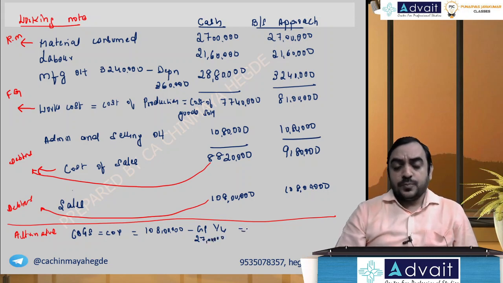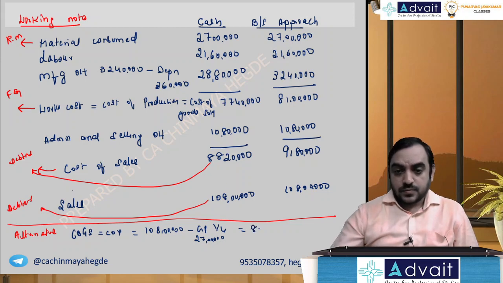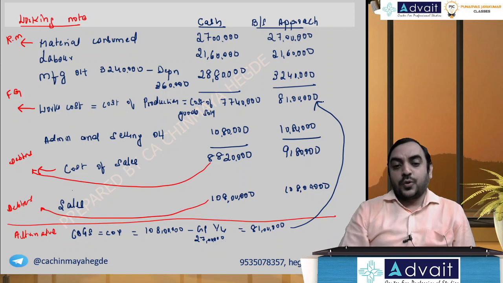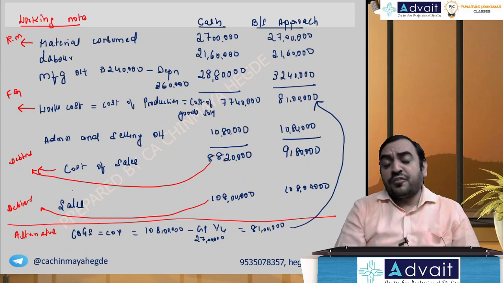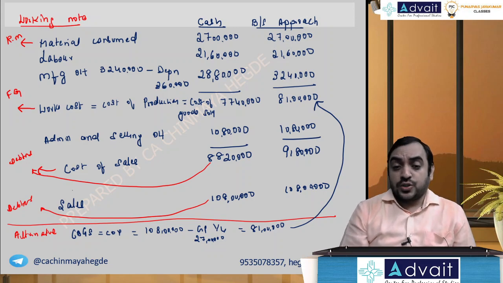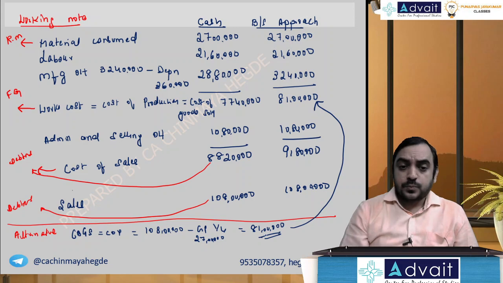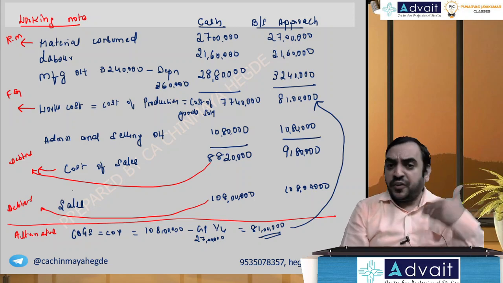So cost of production, 108 lakh minus 27 lakh, I will get 81 lakh. Which is perfectly matching, you can see, with this approach. But in this method, what are we following? Cash cost approach. So what adjustment should we do for 81 lakh? Can you tell me? Sales minus gross profit we have calculated.